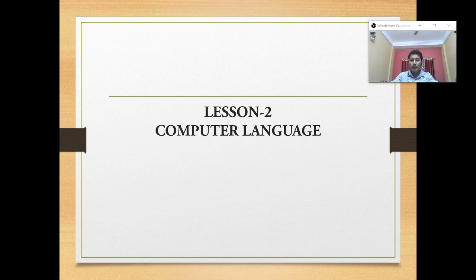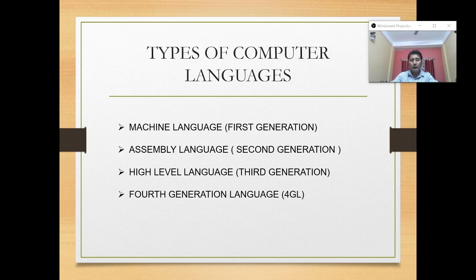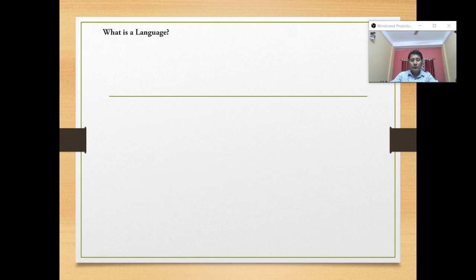So today we will begin with lesson number 2, computer language. And in this chapter we will learn the different types of computer languages. Suppose say the machine language or the first generation language, assembly language, that is second generation language, high level language and fourth generation language.